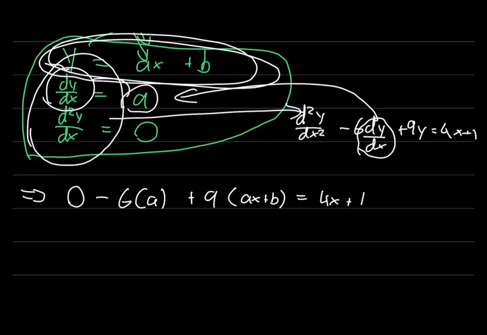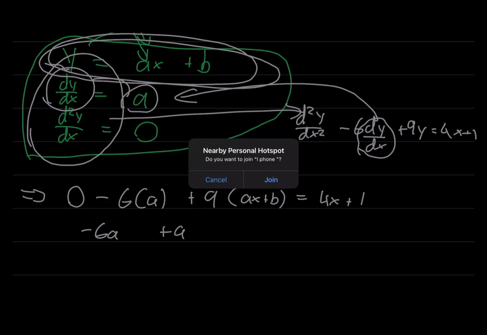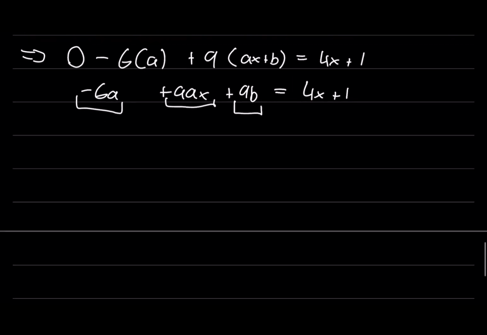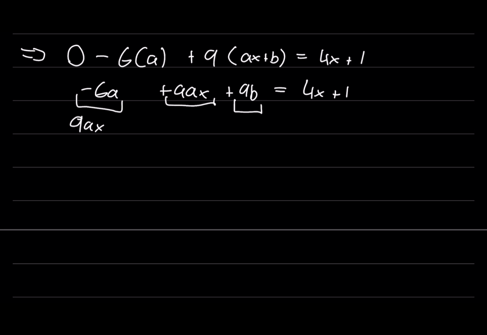And all we have to do now is equate the coefficients, so we just have to solve. So we're going to have minus 6a plus 9ax plus 9b should be equal to 4x plus 1. Okay, so what do you notice? Well, you notice that there is one x term and a term that deals with a and b. So I just had to put them all in the same order. So we have 9ax minus 6a plus 9b should be equal to 4x plus 1.